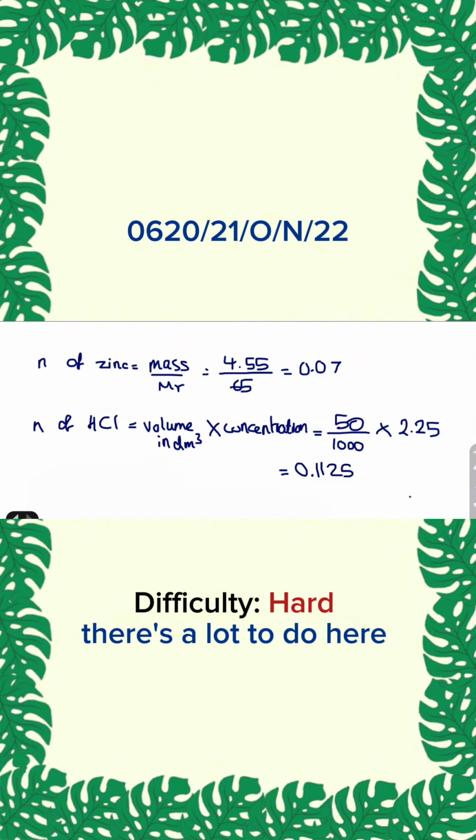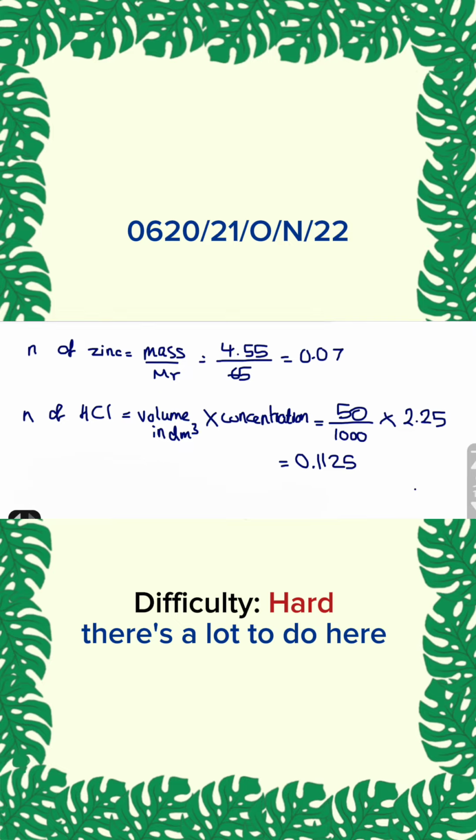Now the moles for hydrochloric acid is the volume in decimeter cubed times the concentration, so 50, which was in centimeter cubed, we'll have to divide it by 1000 to get it in decimeter cubed, and then multiply it by the concentration and we'll get 0.1125.